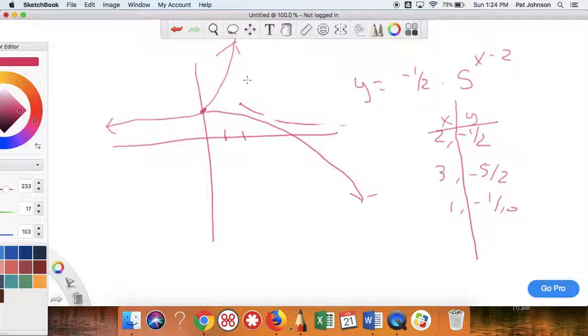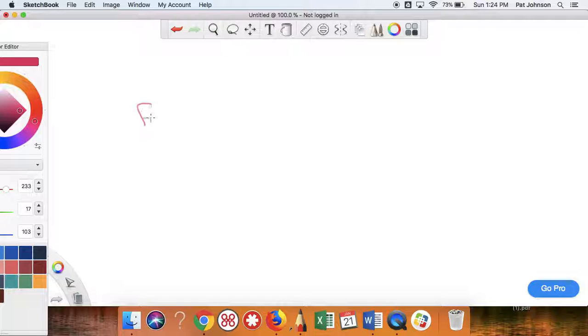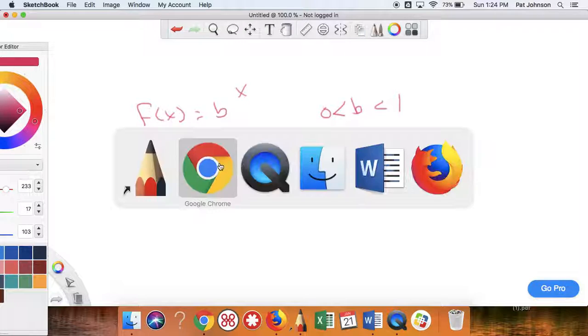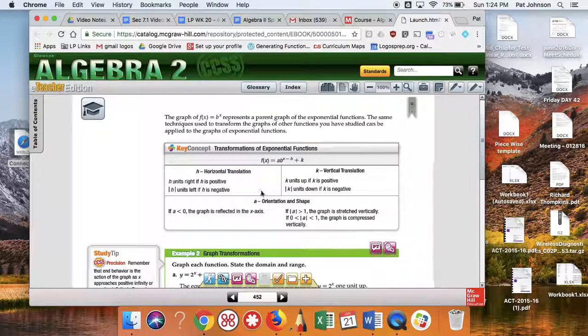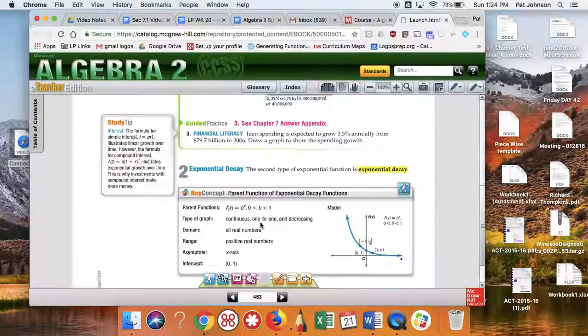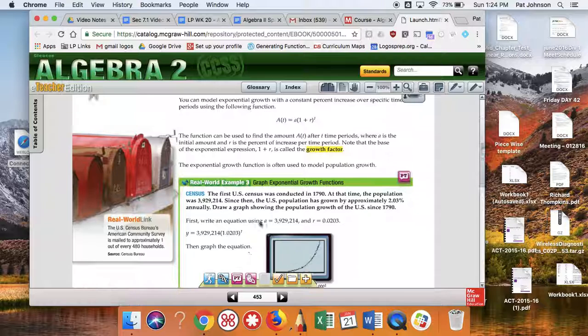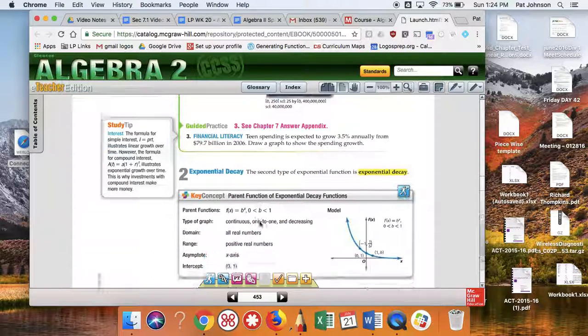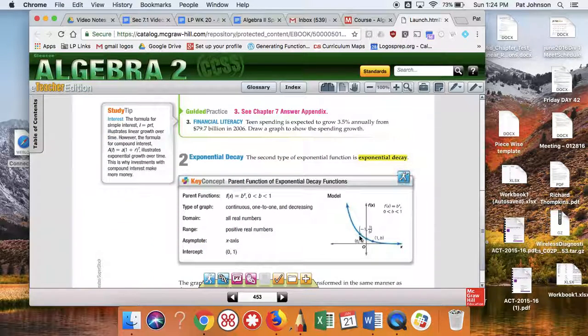Now we're going to talk about decay functions. So we still have f of x equals b to the x. Now the only difference is b is between 0 and 1. It's still continuous. It's still 1-to-1. So we'll go to the next page. It's still continuous, it's 1-to-1. The domain is all real numbers. The asymptote is still the x-axis.